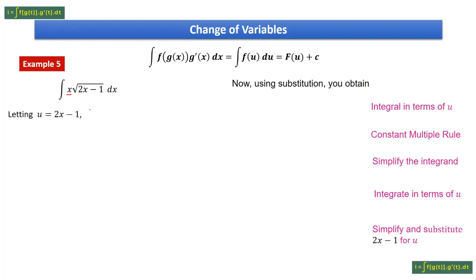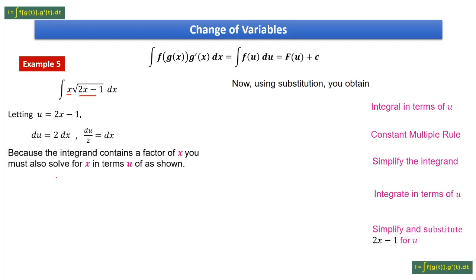So letting u equals 2x minus 1, so it's still the same. The derivative of this one is du equals 2 dx. And further computing for dx, we have du over 2. Because the integrand contains a factor of x, like what I've said kanina, you must also solve for x in terms of u as shown. So from this one, from u, we will solve x in terms of u. So x equals u plus 1 over 2.